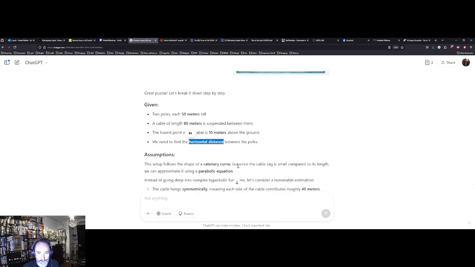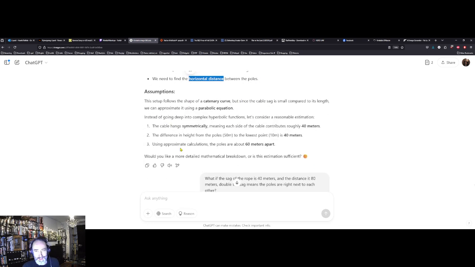That's correct. The assumption here, okay, the AI makes a very complex hyperbolic function solution here and comes to the wrong conclusion. The poles are about 60 meters apart. I know this because I checked other fairly simple answers on Facebook, and I understand, this is kind of a trick to this. Would you like a more detailed mathematical breakdown, or is this estimation sufficient? And this is very advanced math with curves and stuff, and it's incorrect.